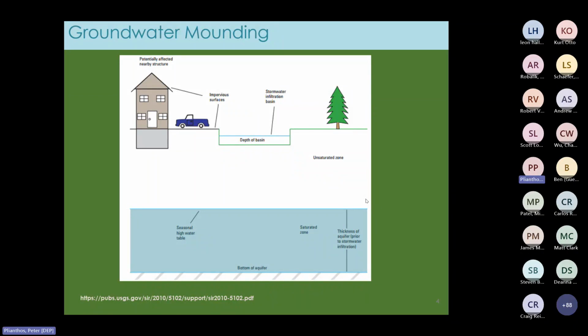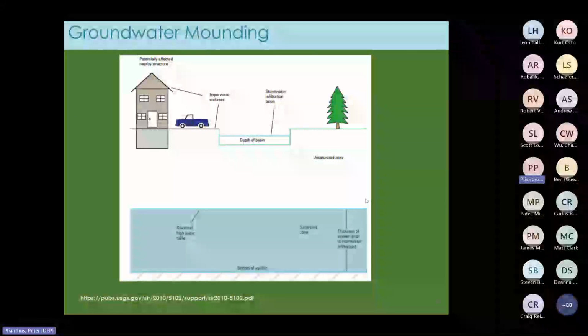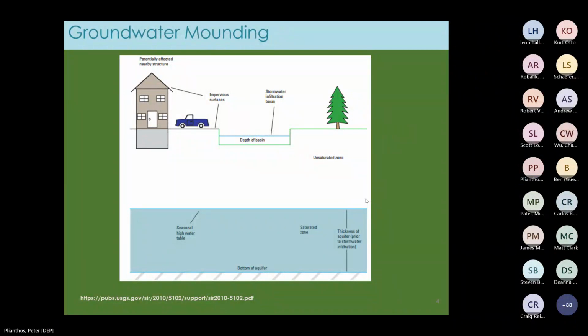This illustration is in the paper prepared by Glenn Carlton from the United States Geological Survey, or USGS. We have a house near an infiltration basin. The blue area below everything is known as the saturated zone, whose top surface is the seasonal high water table. Imagine, if you will, that it rained. The rain has now stopped and runoff has collected in the basin.